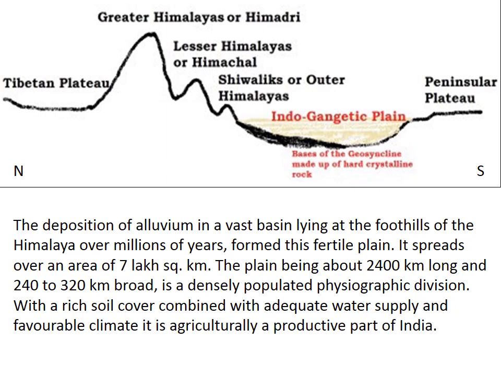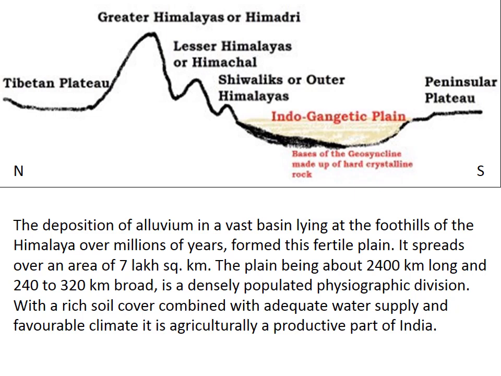Have a look at this diagram. This is like a cross section of the physical features of India from north to south. So, beyond India, we have the Tibetan Plateau right in the north. Then we have the Himadri, Himachal, and Shivalik range. And then we have a huge depression, which is the Indo-Gangetic Plain. And after that, we have a peninsular plateau.